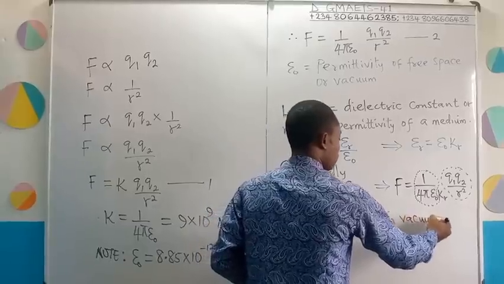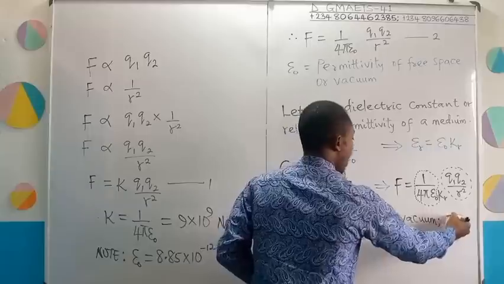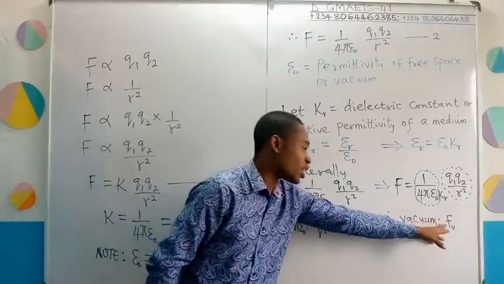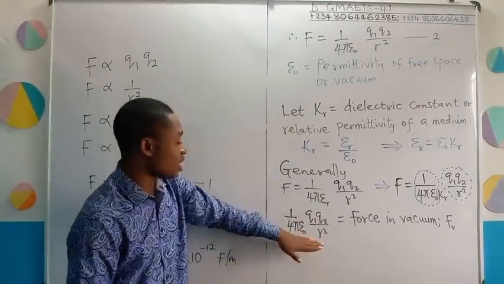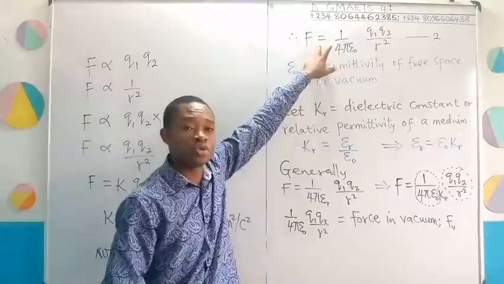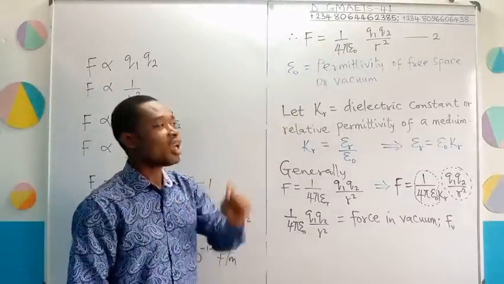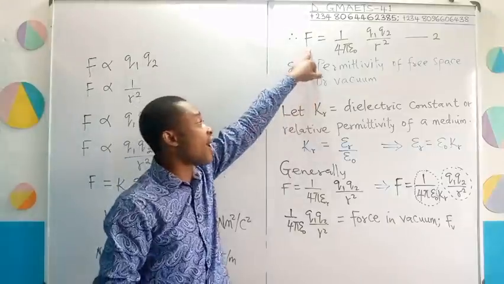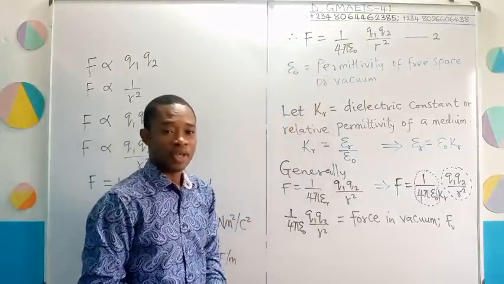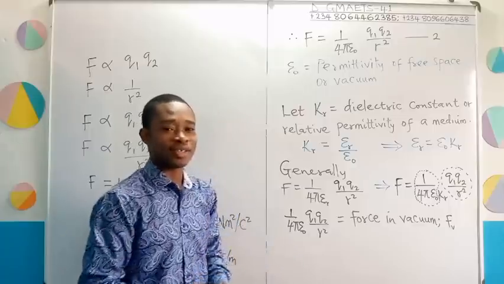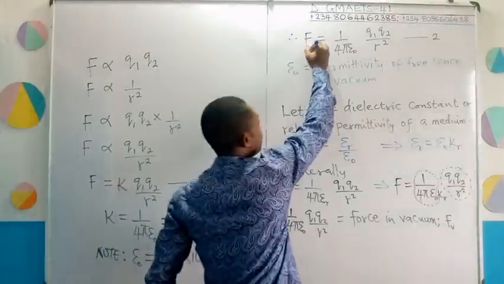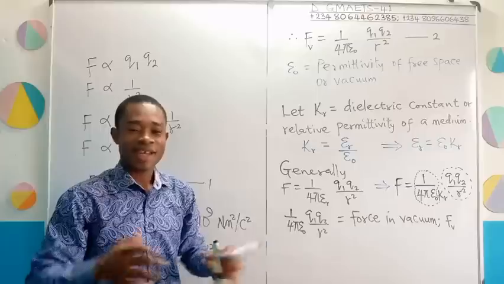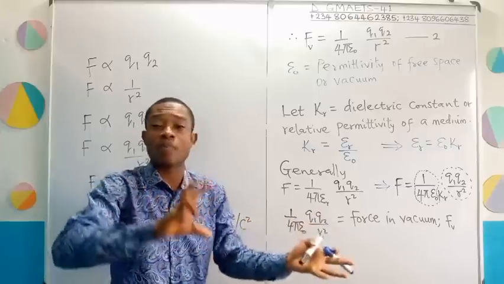In what? Vacuum. So permit me to use FV for it. That is the electrostatic force in vacuum. That simply means that this formula, equation 2, Coulomb's law, is actually the electrostatic force between charges in vacuum. I can use F subscript V for it. Let me go back now and put F sub V, the electrostatic force in vacuum. And now I'm trying to look at the situation where the charges are placed in a given medium.